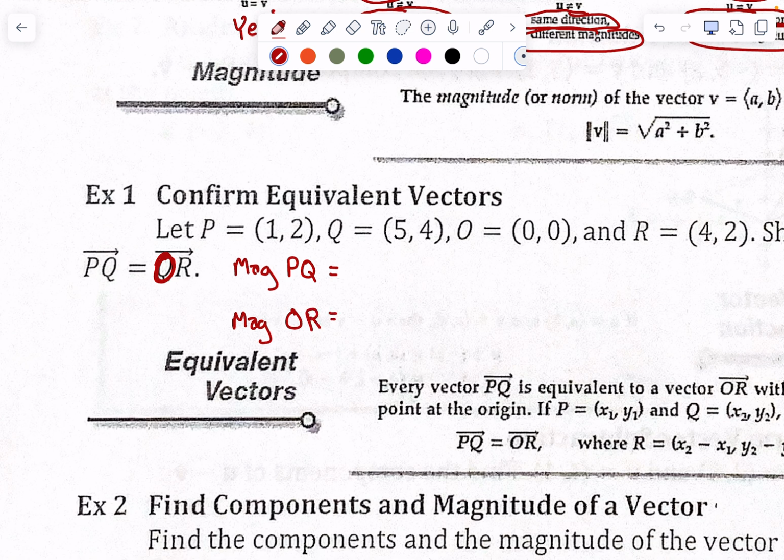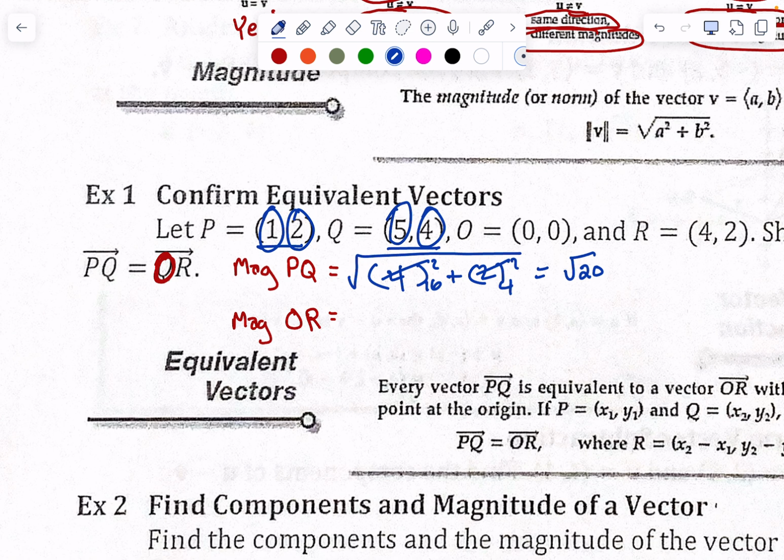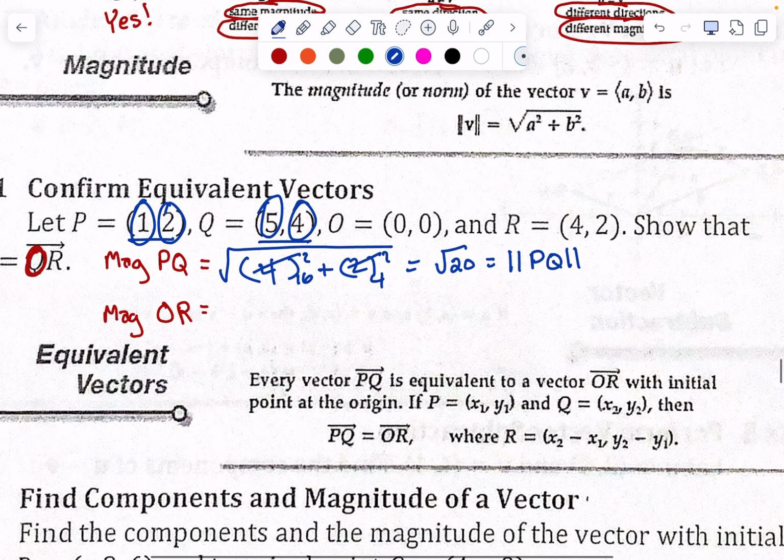Magnitude is how long it is, right? So if they give me where it starts and where it ends, how do I figure out how long that thing is? Yeah, I do the distance formula, right? Distance formula is this guy squared plus this guy squared. Do you remember distance formula? Yeah. How far apart is 1 and 5? 4. How far apart is 2 and 4? 2. Okay, 4 squared is 16. 2 squared is 4. This guy has a magnitude of the square root of 20. And how they will write that is like this, P, Q, with the two little lines around it, right? That's magnitude. Okay, so the square root of 20 is the magnitude.